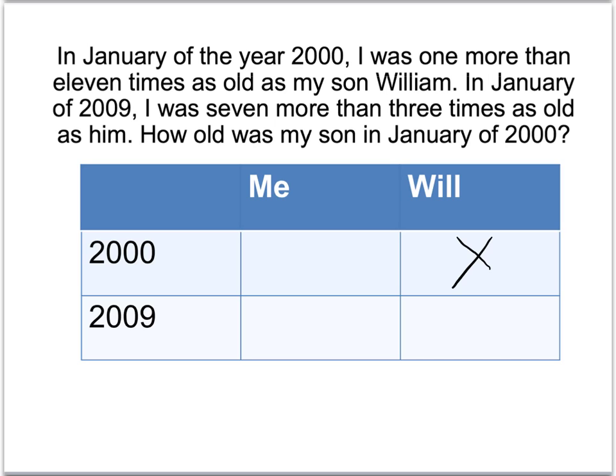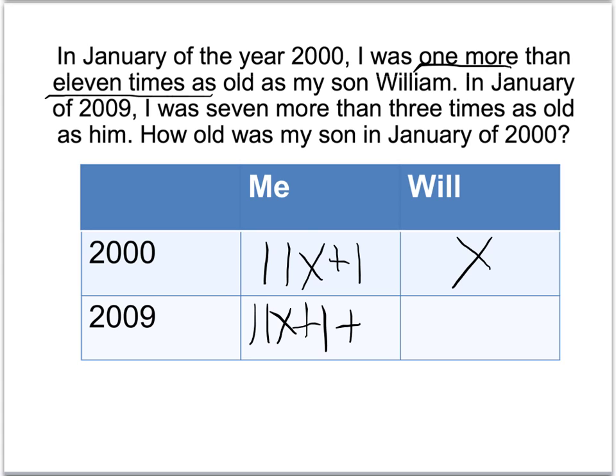Now, me, in the year 2000, I was 1 more than 11 times as old as Will, who's X. So it's 11X plus 1. Now before we read ahead in the question, we want to say, can we make expressions for 2009 without more information? And we can. In order to get it to be 9 years later, we're just going to take those 2 expressions and we're going to add 9 to them.